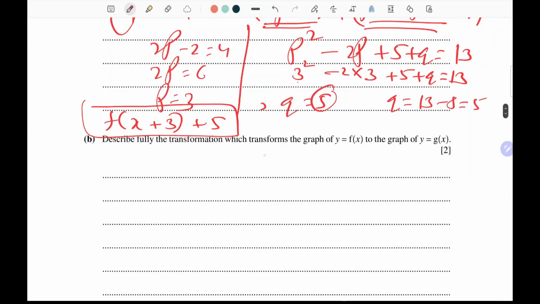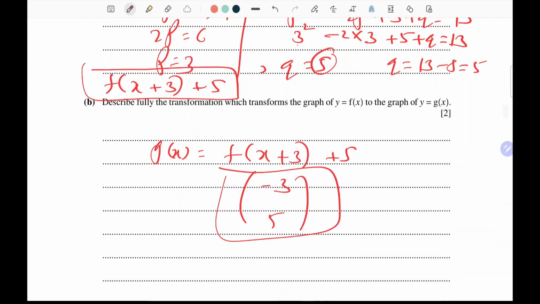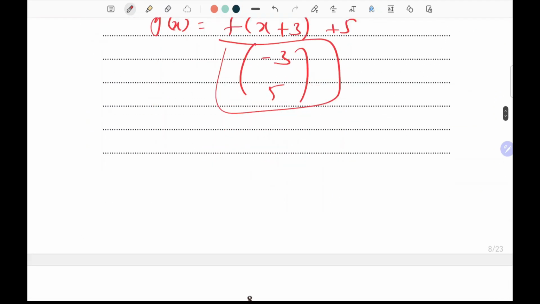Describe fully the transformation which transforms f(x) to g(x). Okay, so we already got that. So guys, g(x) is f(x + 3) + 5, right? So it's a shift of 3 units in the left direction, and 5 units in the upward direction. So this should be the answer. This is for 2 marks, so that's fine.